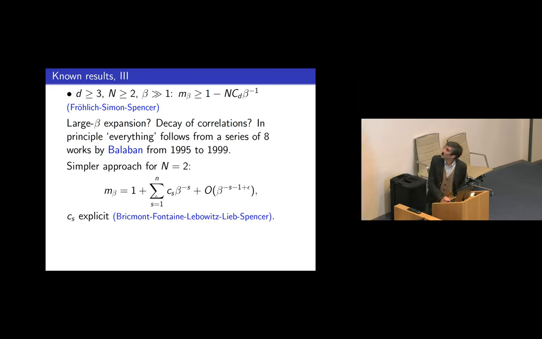So there is actually a much, much simpler approach to deriving rigorously a low temperature expansion for the spontaneous magnetization, due to a method introduced by Bricmont, Fontaine, Lebowitz, Lieb and Spencer in 1981. For n equal 2, they proved that for any truncation n, M of beta is given by this series, with coefficients that are explicit and given by formal spin wave theory, plus a remainder that is lower order.